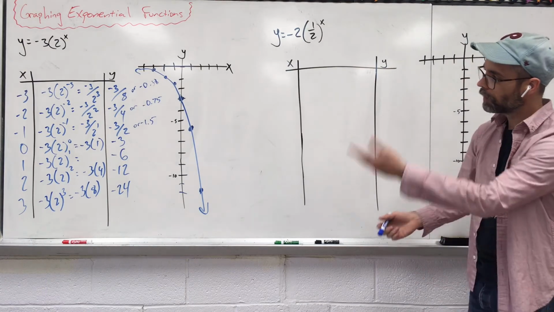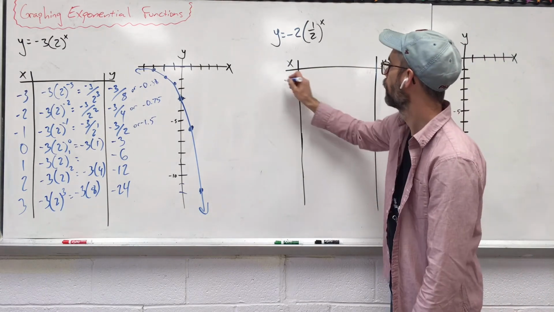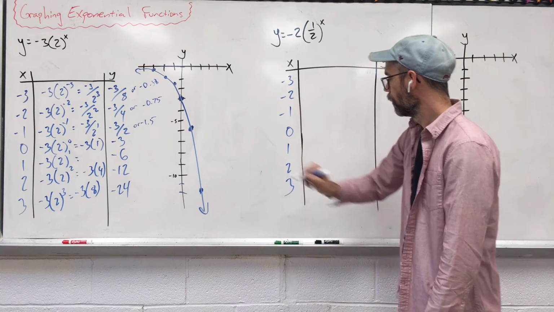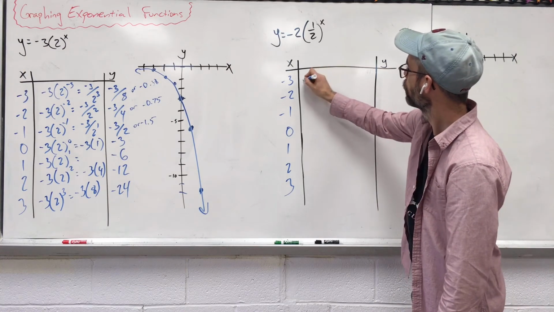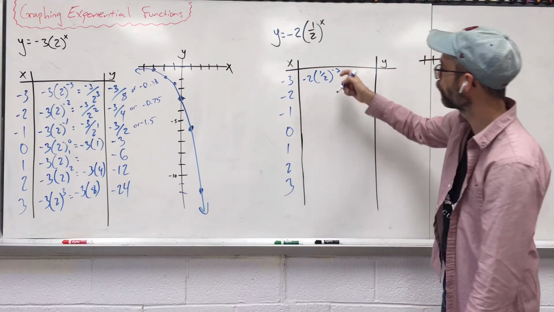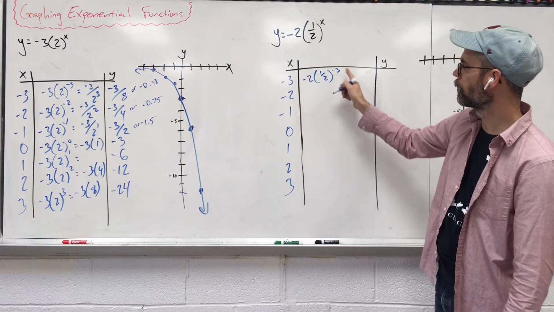All right, what if we got a fraction inside here? Well, let's plug some numbers in. Let's do those -3 to 3. So we have our x values. Let's substitute them in and see what happens. So -2 times 1/2 to the -3. Remember, we don't like this. So I'm going to change this a little bit. Normally we distribute to both and flip.